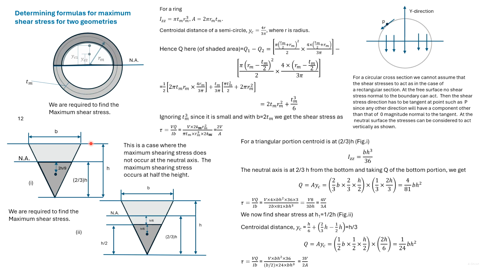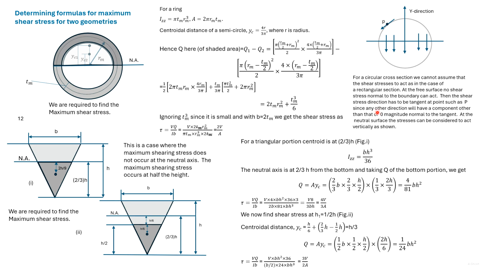We now look at the triangular section. For a triangular section, the maximum shear stress does not occur at the neutral axis. The neutral axis is at 2/3 of the height. The maximum shear stress for a triangular case occurs at half the height. Here we'll find the shear stress both at the neutral axis and at half the height.